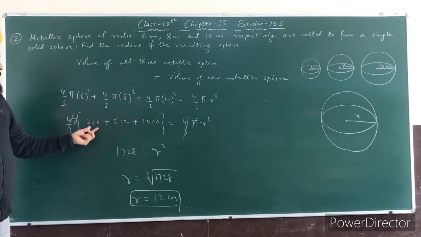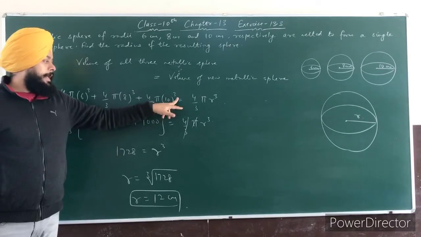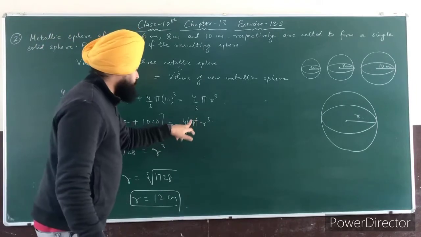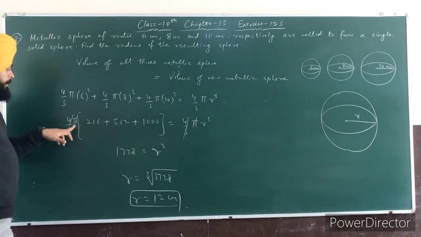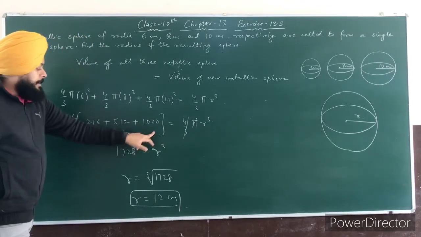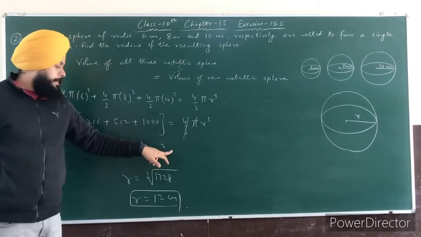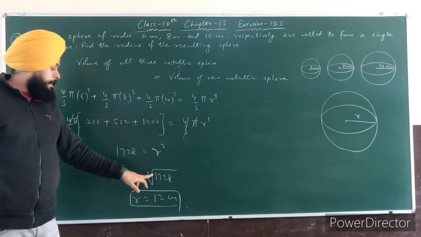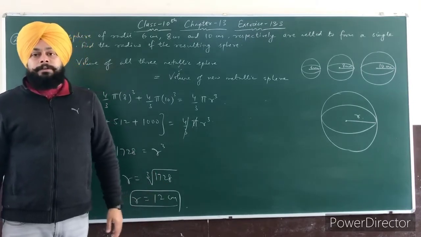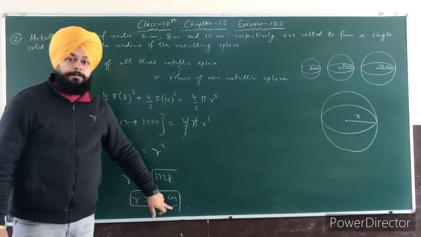6 cube is 216, 8 cube is 512 and 10 cube is 1000, is equal to 4 by 3 pi r cube. Now 4 by 3 and 4 by 3 are cancelled. Pi is again cancelled from both sides. So on adding this, we will get 1728 is equal to r cube. Take this cube to the left hand side, it becomes cube root. Now this 1728 is the perfect cube of 12. So the radius of the new resulting sphere is 12 centimeter.